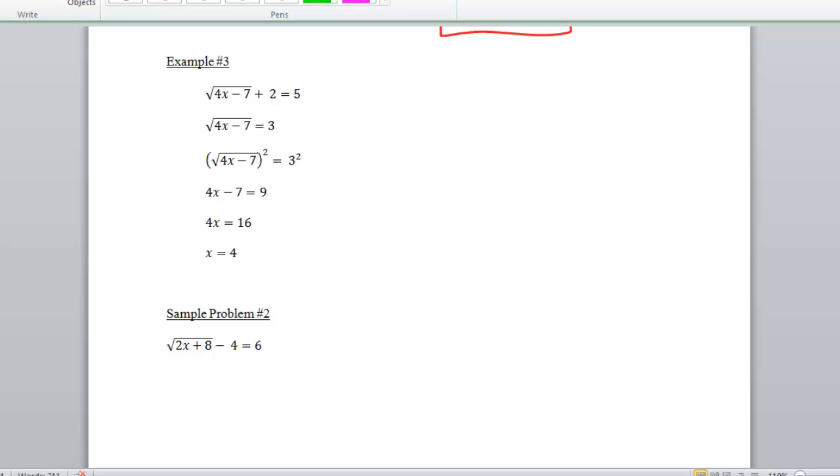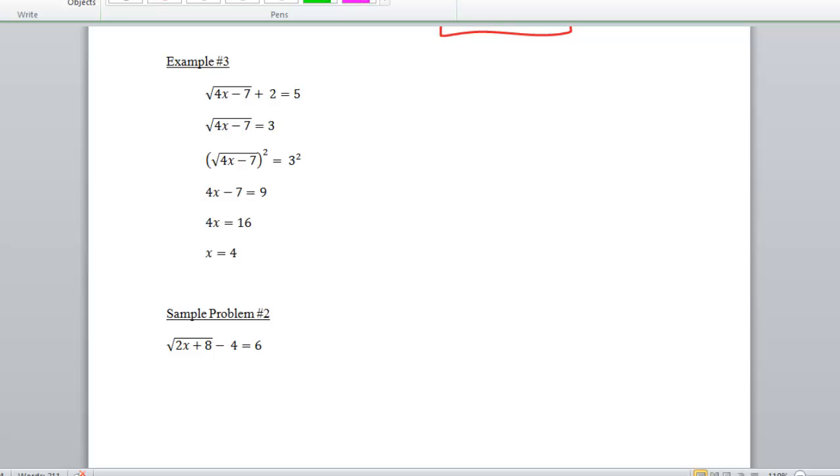So for the next couple of examples of solving radical equations, we'll just look at different variations of the type of problems that you could see. Same basic premise as what you've done in the first couple examples, except we just have to isolate various things.